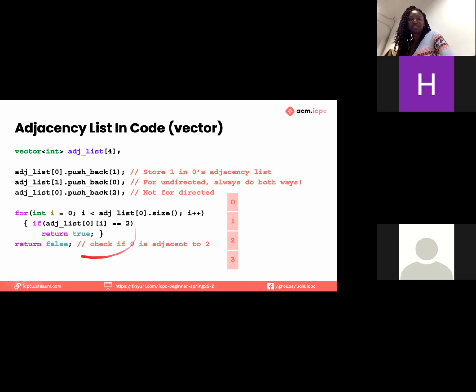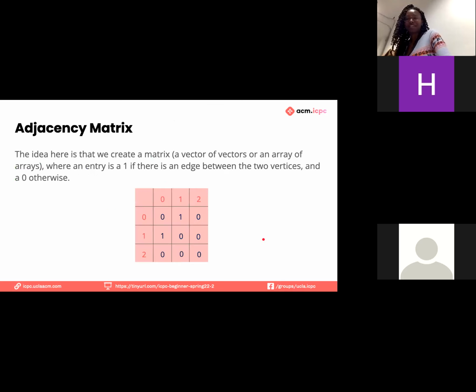And so here, this code is just checking if 0 is adjacent to 2. And so you see that for this, we have to go through, I'm animating what the code does, we have to go through the whole adjacency list to check adjacency. And that's cool, but what if we want to check if something was adjacent and we want to do it instantly? There is something we could do about that.